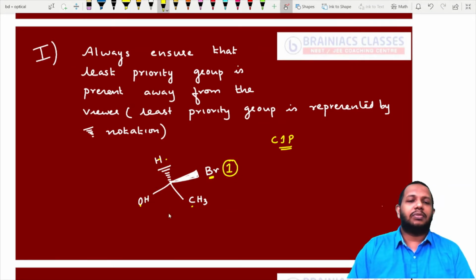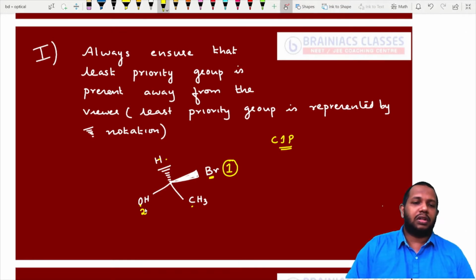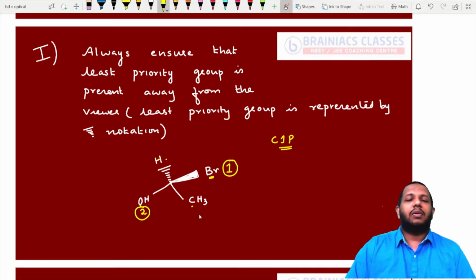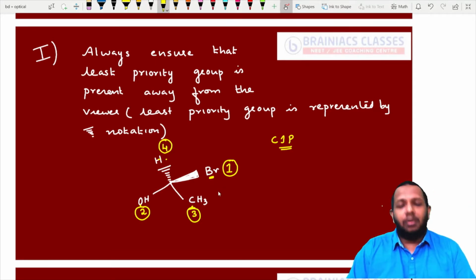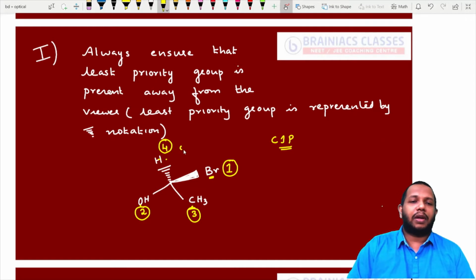Next, after bromine, oxygen has the highest atomic number, so that will get priority 2. Next after oxygen we have carbon, so that will be 3. Hydrogen has the lowest atomic number, so that is 4. Now you need to ensure that the lowest priority, hydrogen, is here, and please ensure that the lowest priority, that is 4, always comes with the dash notation. Only if it comes with the dash notation should you follow this first method.